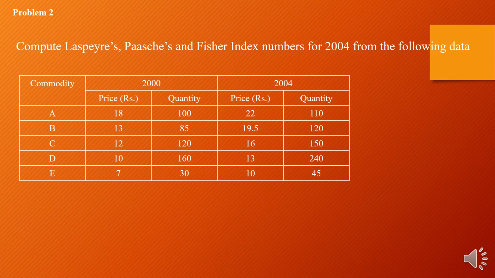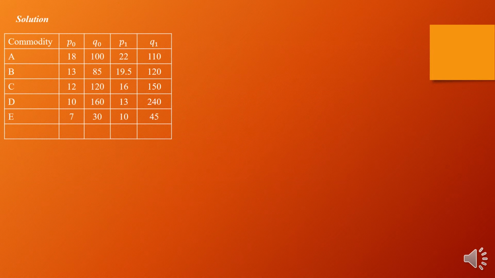Now we'll move on to problem number 2. Compute Laspeyres' and Paasche's and Fisher's index number for 2004 from the following data. So in this case 2000 is the base year and 2004 is the current year. Okay, we'll move on to the solution. So current year's prices are 22, 19.5, 16, 13 and 10, and current year's quantities are 110, 120, 150, 240 and 45. Base year's prices are 18, 13, 12, 10, 7, and quantity of the base year is 100, 85, 120, 160 and 30. Okay, so they are repeated here.